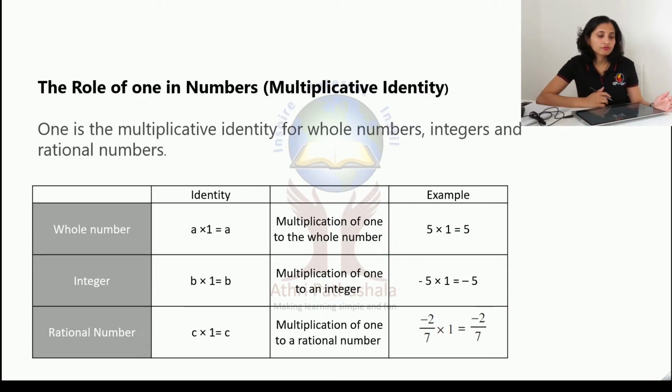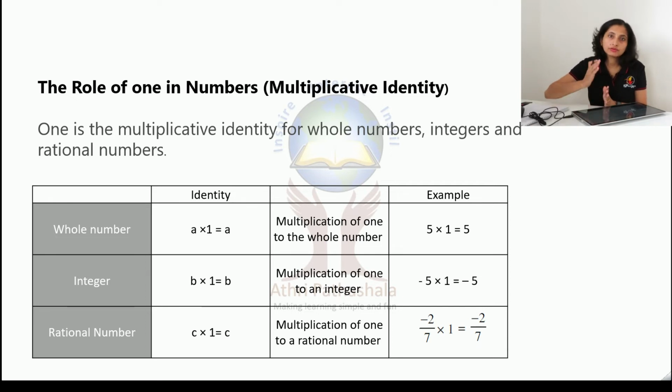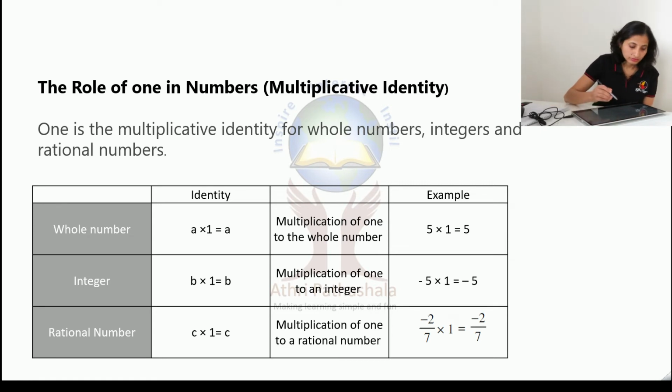The role of 1 in numbers is the multiplicative identity. For any number, if you multiply it by 1, you will get the same answer, the number itself. That may be for the whole number, integer, or rational numbers. So 1 is the multiplicative identity for the whole numbers, integers, and rational numbers.